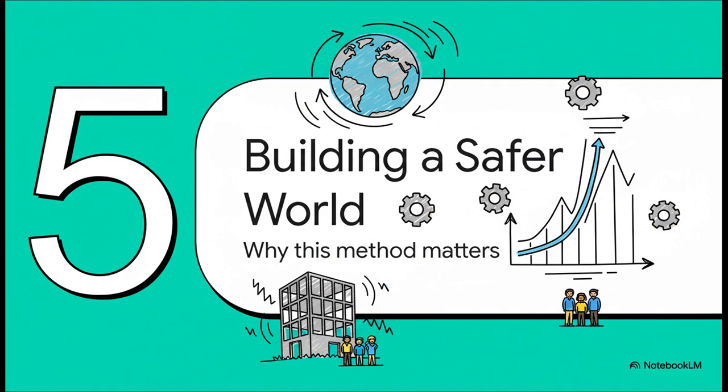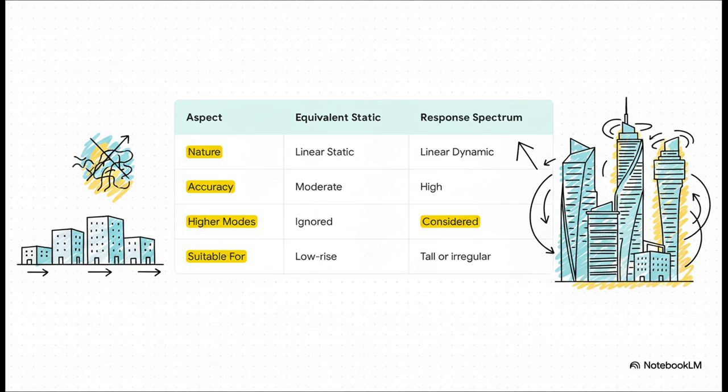Okay, so let's pull back and look at the big picture here. Why does taking a deep dive into an engineering method like this actually matter to all of us? Well, this table really says it all. The old static method, it's fine for simple, regular, low-rise buildings. But for the tall, complex, sometimes weirdly shaped structures that make up our modern cities, ignoring those other dance moves just isn't an option. The response spectrum method gives us the accuracy we absolutely need.